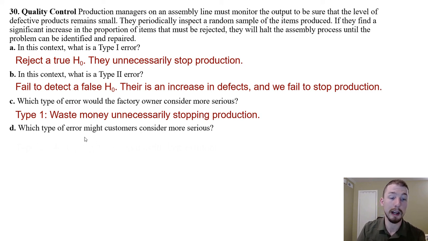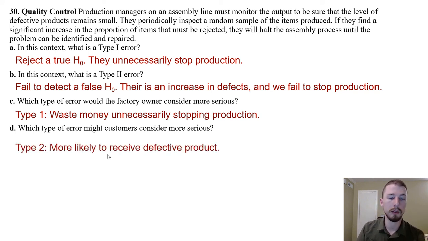Which error might customers consider more seriously? Well, again, this is actually both, but they're primarily concerned with type 2, because they're the ones receiving the product. They don't want defective products. So if there's more defects going on in the manufacturing process, they're going to want to be able to detect that, so that they don't receive the defective product. Now, they're also not going to like a type 1 error because if they're constantly wasting money stopping production, that's going to increase the manufacturing cost, which is going to, in the end, cost more. We're going to pay more for that product. So we might want really high quality control, but we don't want to pay unnecessarily for it if they're constantly being inefficient and stopping production.